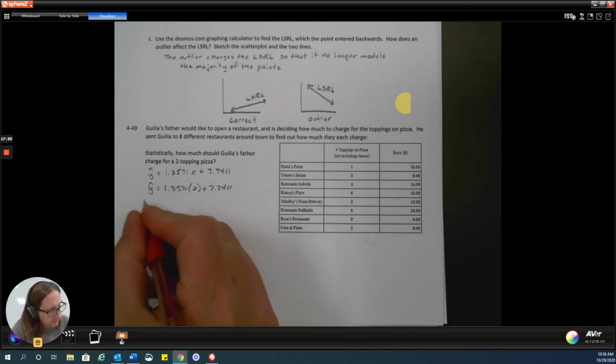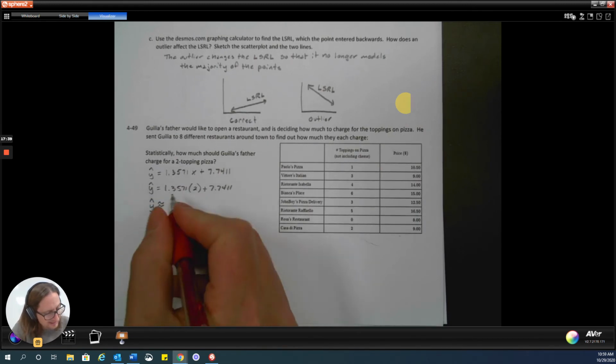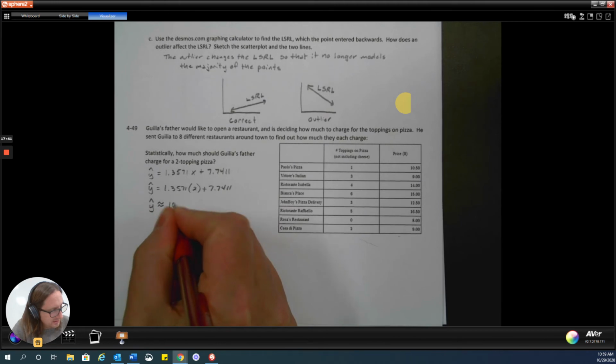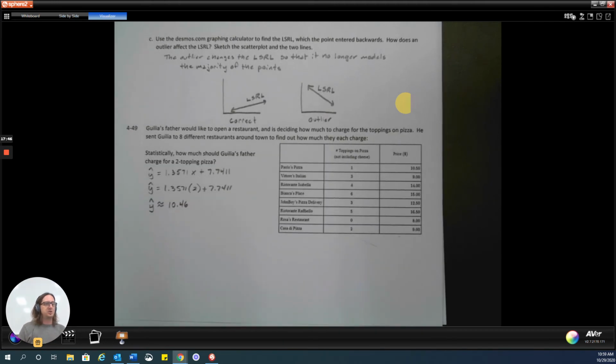10.4553. So since we're talking about money here, we should round it to the nearest hundredth. So this is going to be approximately $10.46. That's how much he should charge if he wants to be in line with what everybody else is charging. There you go, least squares regression line.